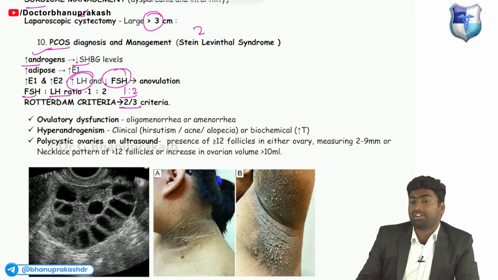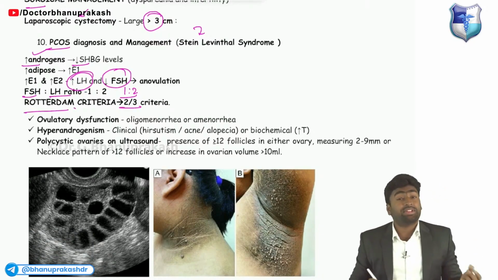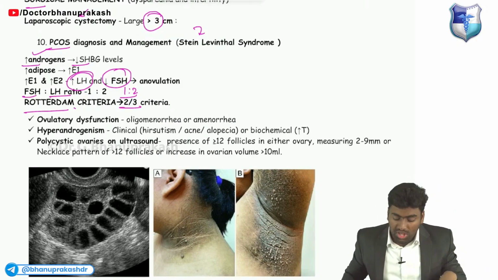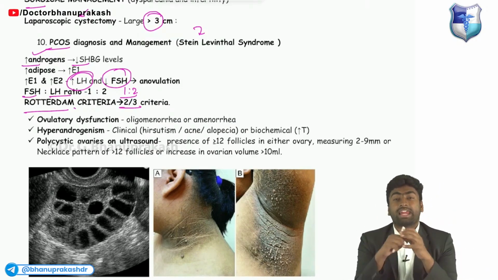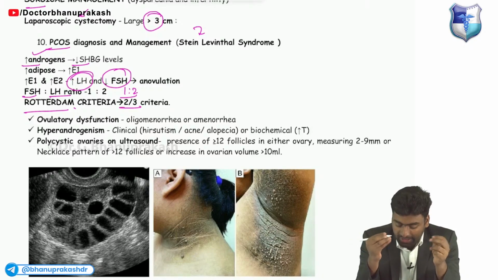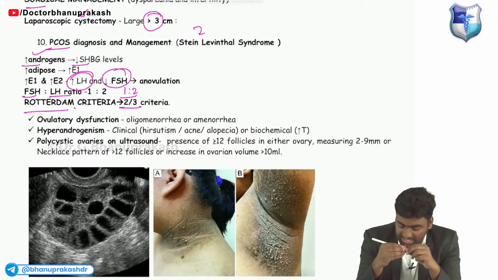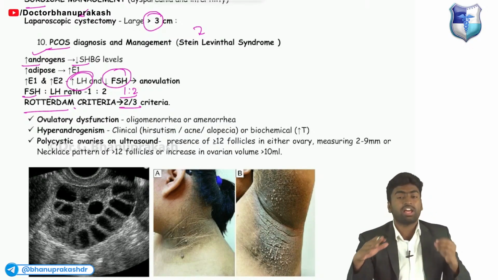For diagnosing this condition, we'll use criteria known as Rotterdam's criteria. We studied criteria in a case of bacterial vaginosis. What is the name of the criteria you will use in a case of bacterial vaginosis? Good, Dr. Anar, good Dr. Gautam, good Dr. Kwanin. It is Amsel's criteria. Whereas in a case of PCOS, we'll use the Rotterdam criteria.